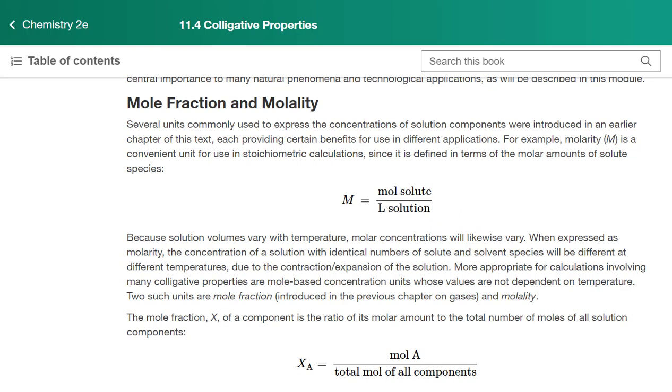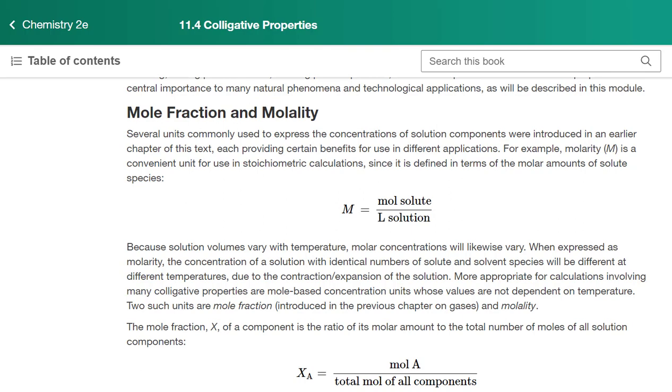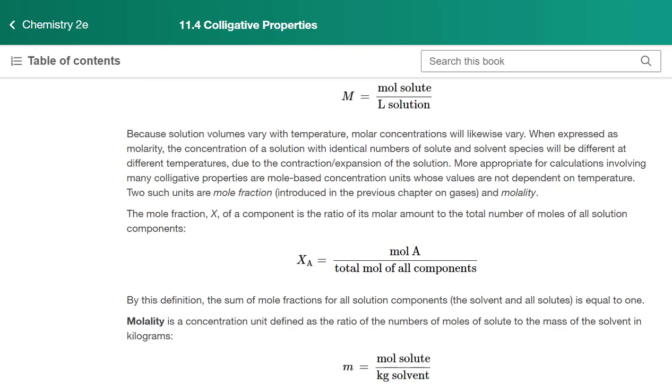It turns out for some of the things we'll be looking at in this section, molarity is not the best way of measuring concentration. So we'll be introducing two other ones. This first one we actually saw a little bit about in the section on gases when we were looking at mixtures of gases. So that's one place we see this one. We can also use this for solution properties.